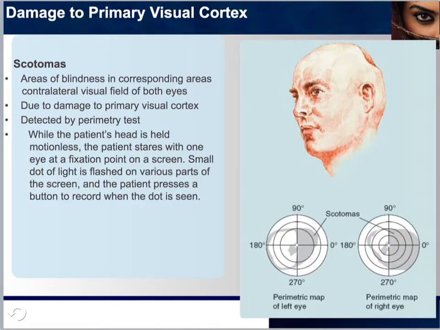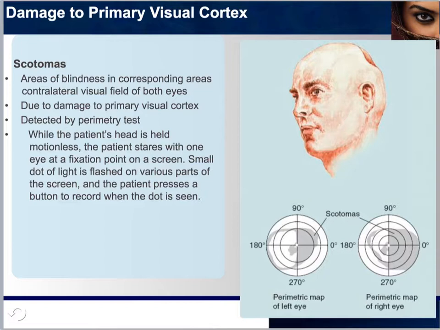This is not due to retinal damage, but this is due to damage to the primary visual cortex. And you may remember that that is in the occipital lobe in the back. The way we detect scotomas is not from individuals claiming that they have blindness.